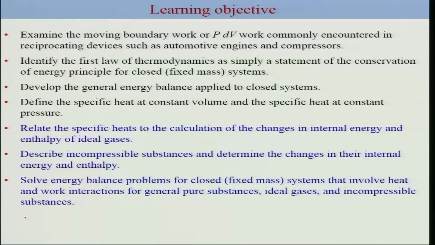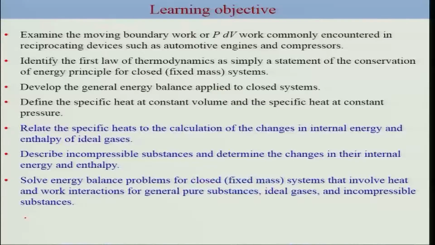Okay, welcome back to the energy analysis of closed systems, which we were discussing. This is the last part of this particular module. So we were discussing the specific heat of ideal gas. In this particular module we are going to discuss a bit more, then we'll discuss the incompressible part, followed by some examples.